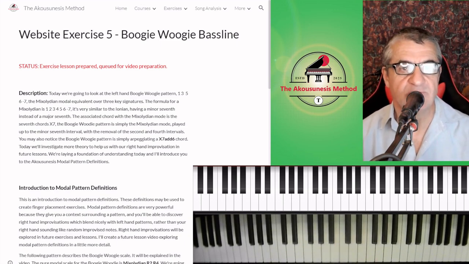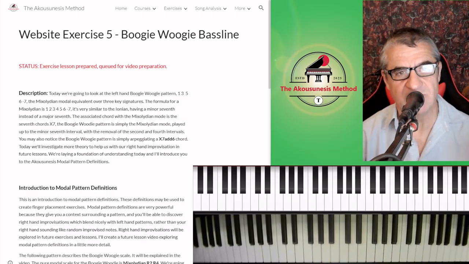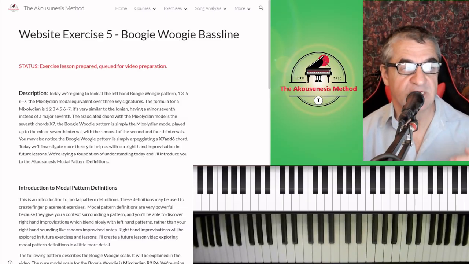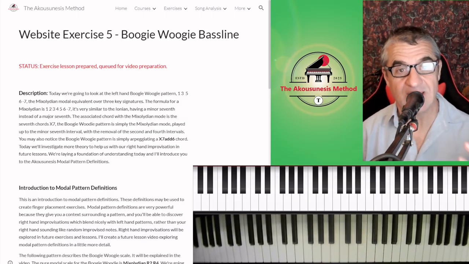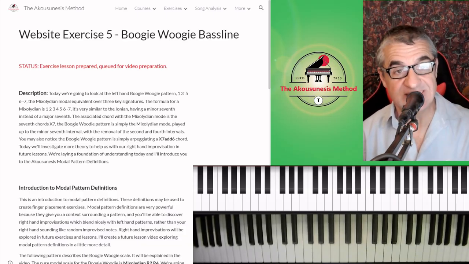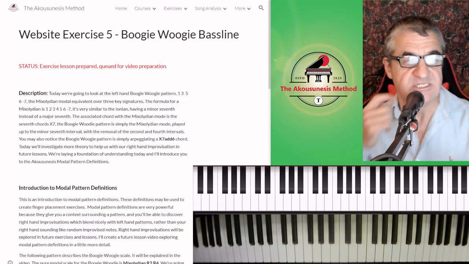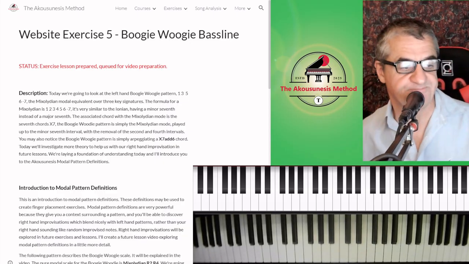Today we're going to look at the Boogie Woogie Bassline with our left hand. In the second half of the video, we're going to get into a bit more theory, and I'm going to show you how we can apply a pattern and give it some context to different key signatures and modes so we know what to do with our right hand. So let's get straight into it.